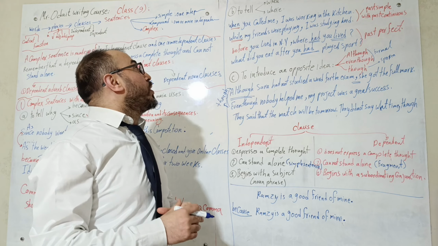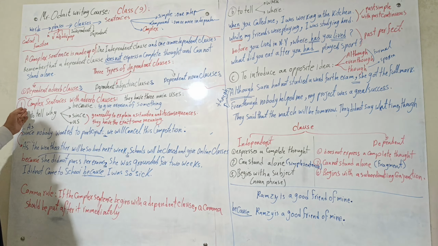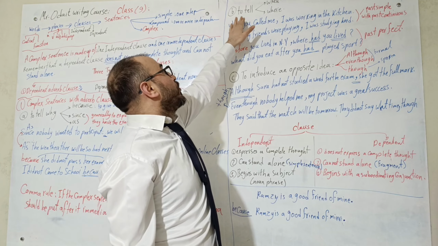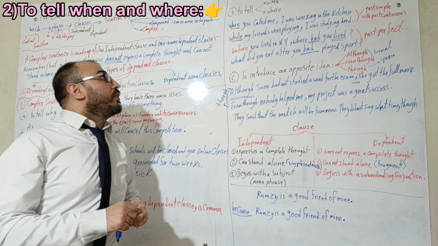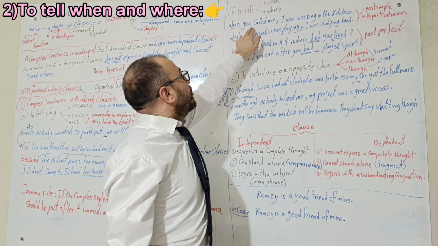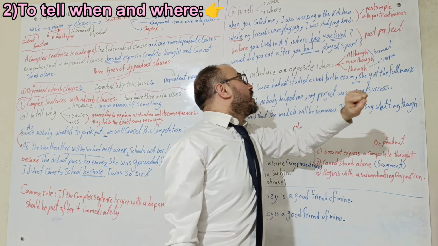Now, my friends, let's talk about the second type of complex sentences with adverb clauses, which is to tell when and where. Let me give you an example here, my friend. When you called me, I was working in the kitchen.